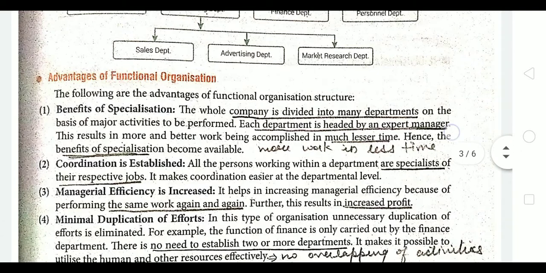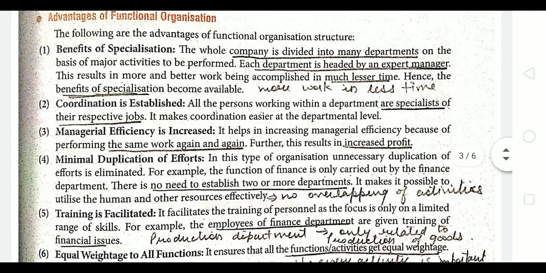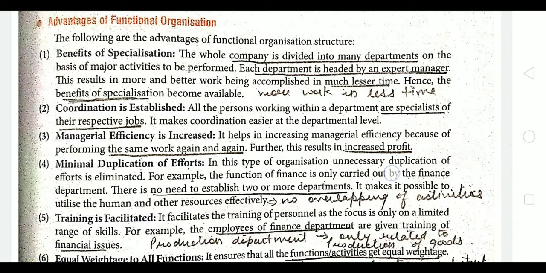Now coming to the advantages of functional organization. First is benefit of specialization. Now the company is divided into many departments. So on the basis of the activities that are performed, we are dividing the departments of the company.